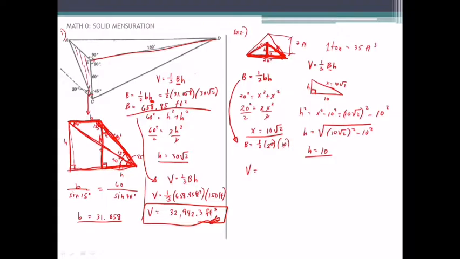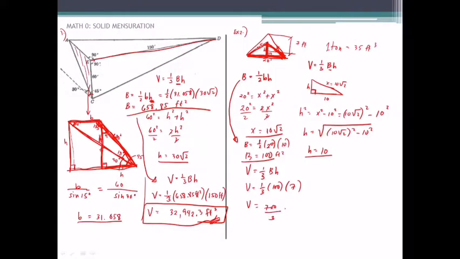Okay, so our base is actually 100 feet squared. So that our volume is 1/3 base times height. So 1/3 times 100 times the height, 7. So the volume now is 700 over 3.